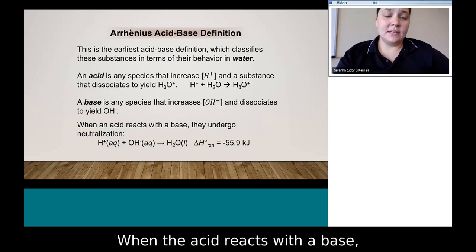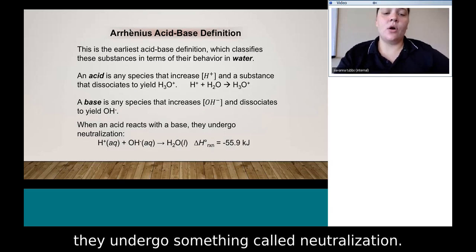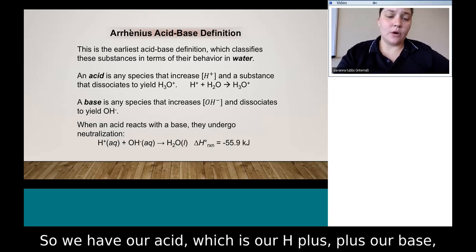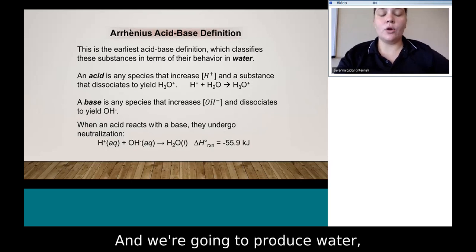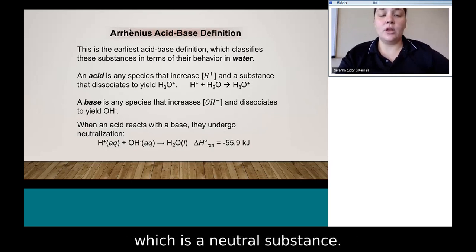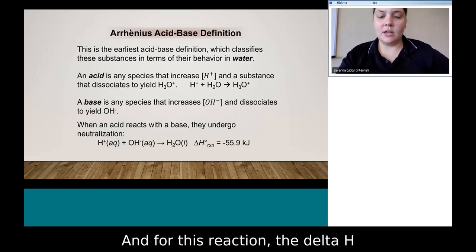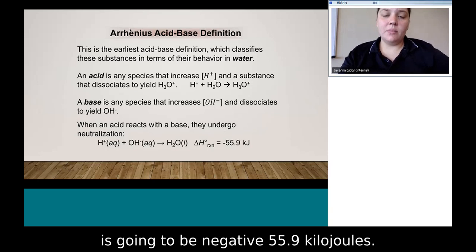When an acid reacts with a base, they undergo something called neutralization. So we have our acid, which is our H+, plus our base, which is our OH-, and we're going to produce water, which is a neutral substance. For this reaction, the delta H is going to be negative 55.9 kilojoules.